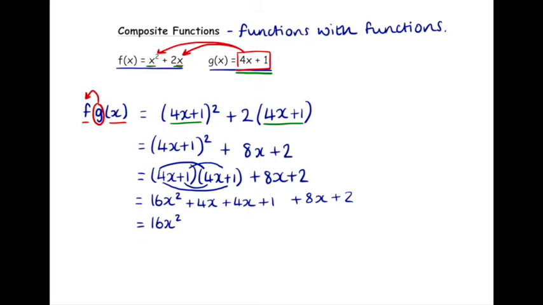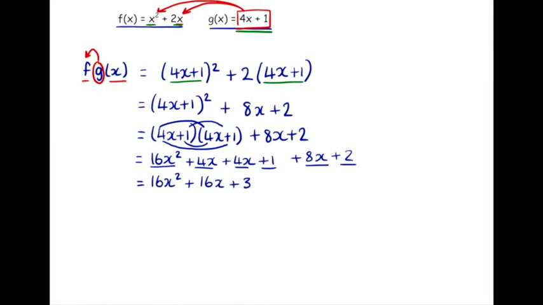So that gives me 16x squared. That's all of my x squareds here. And then I've got 4x, 4x, and 8x, so that's going to give me 16x. And I've got 1 plus 2, and that gives me 3. So that would be f of g of x.